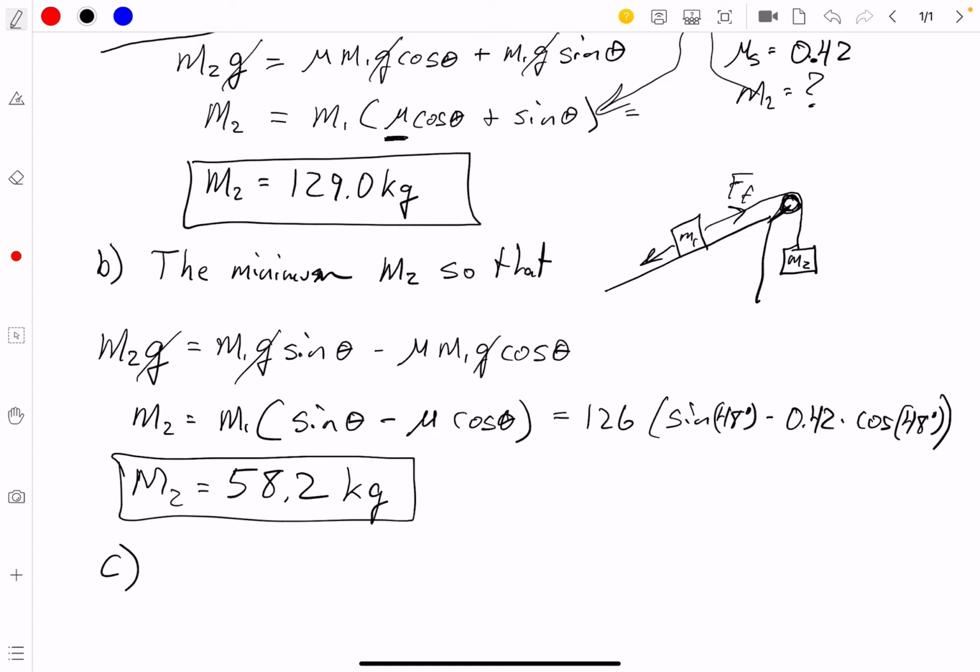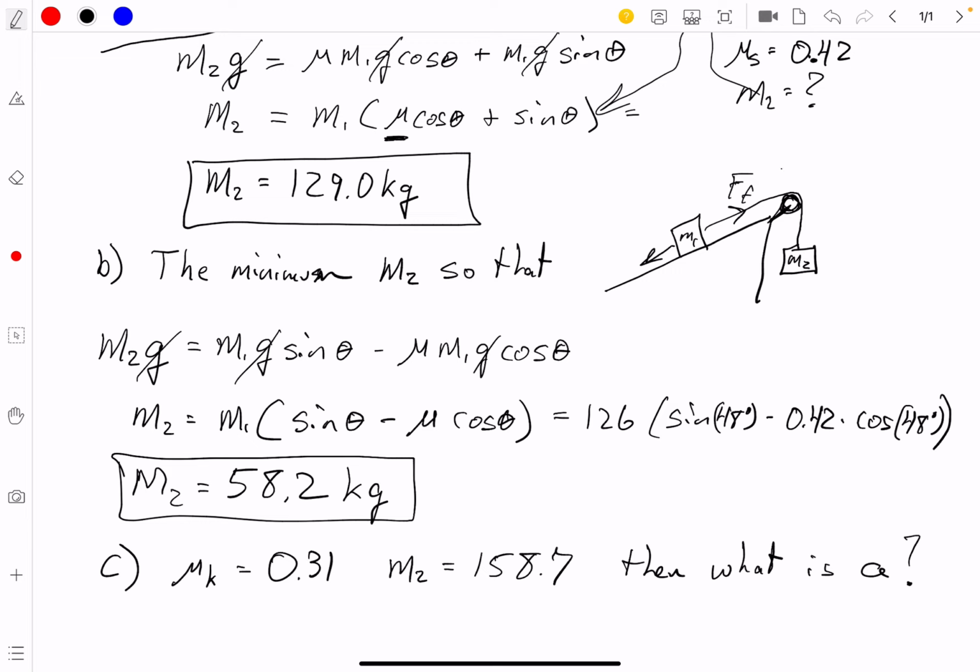And the C question is if we're given a mu kinetic, so we've got mu kinetic is equal to 0.31, and M2 is equal to 158.7, then what is A? All right, well, you guys know I don't like having a negative A, right? If you do all your work and you get a negative A, then that just means it's pointing in the other direction.